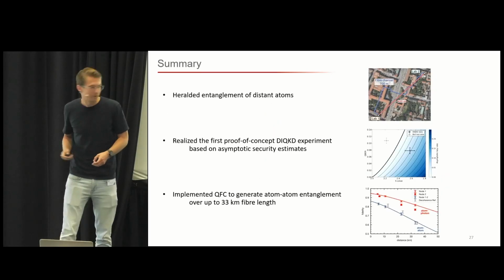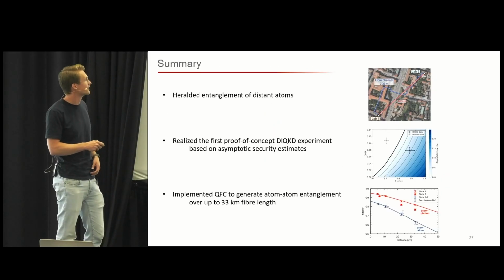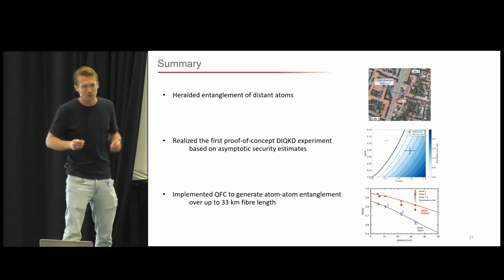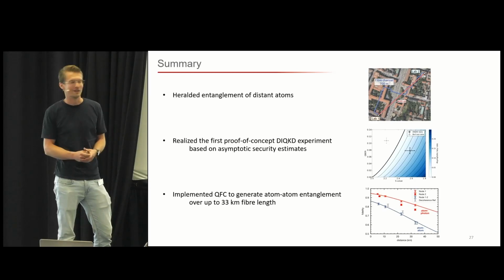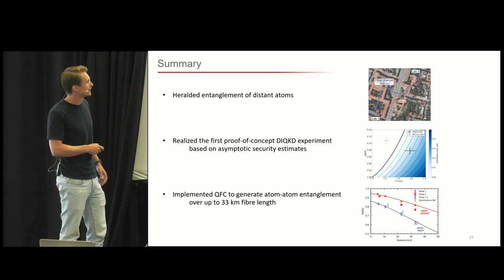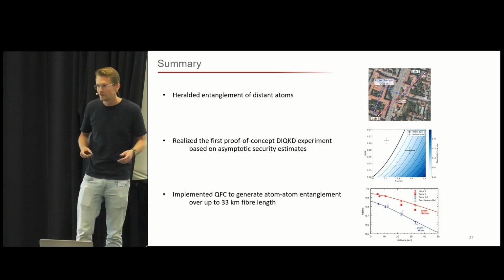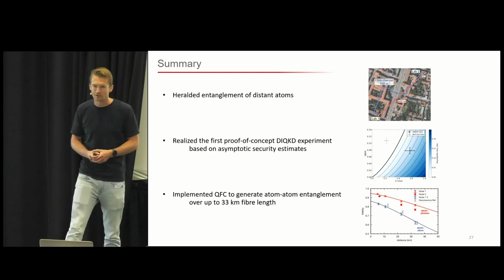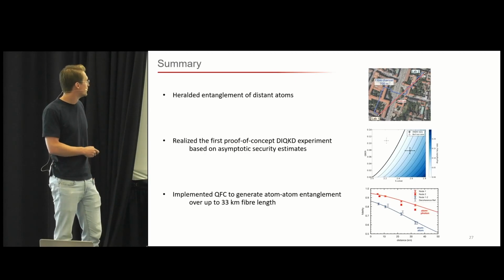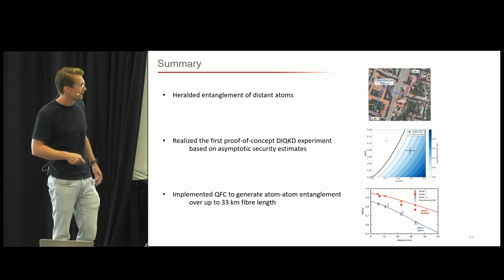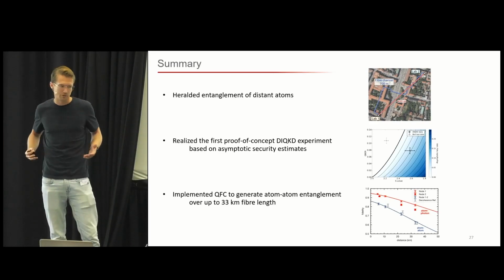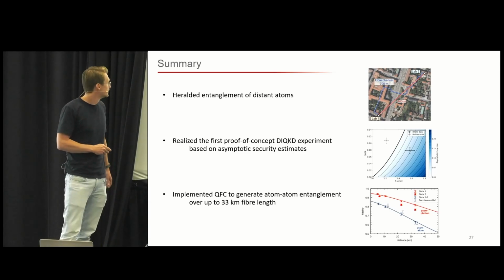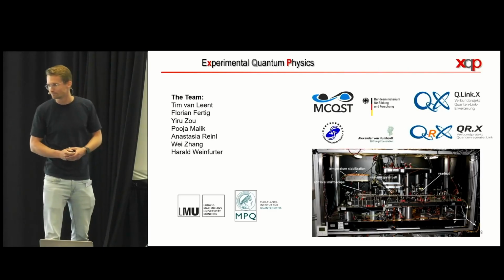All right, let me summarize. So I talked about our quantum network link in downtown Munich, and I told you how we entangle our two atoms. I showed you recent results of one of the first proof of concept experiments of DI QKD, and I showed you that we can now entangle two atoms when the photons travel through up to 33 kilometer fiber. And with that, I want to thank you for listening.